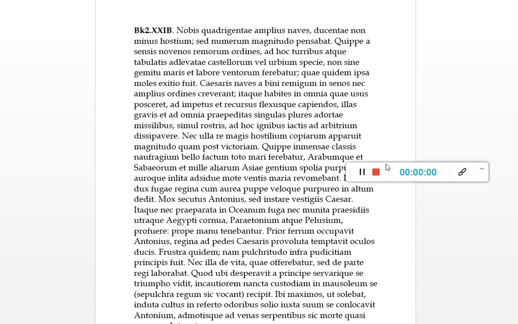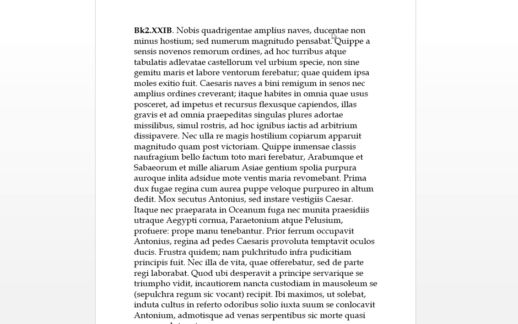Here we go with the history by Florus. Book 2, chapter 21, in the middle of it. Nobis, dative or ablative, to or for us or by us. Quadrigente, 400, amplius, more naves. So amplius, there were more than 400 ships to us, with us.